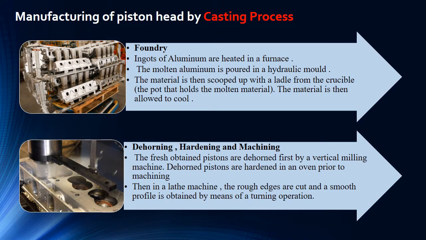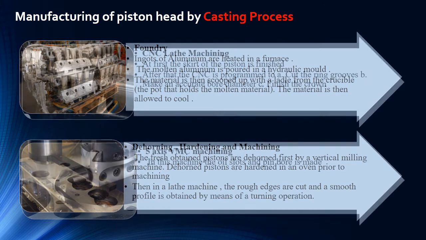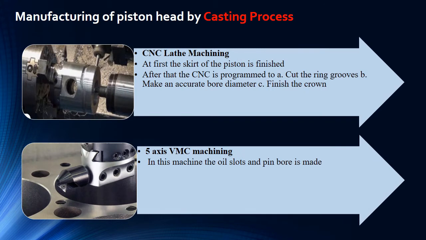So I'm going to present the manufacturing of the piston head by the casting process. Just like my team member Enkaisin has presented the foundry process, the third will be the CNC lathe machining. At first the skirt of the piston is finished, and after that the CNC is programmed to A, cut the grooves, B, and then make an accurate bore diameter, C. Then finish the crown. The fourth will be the 5-axis VMC machining. In this machine, all the slots and the pin bore are made.